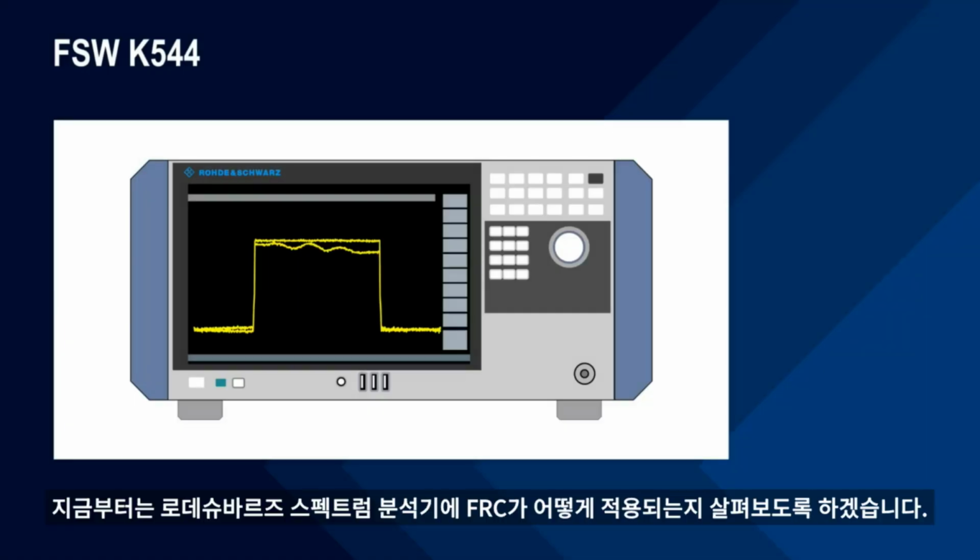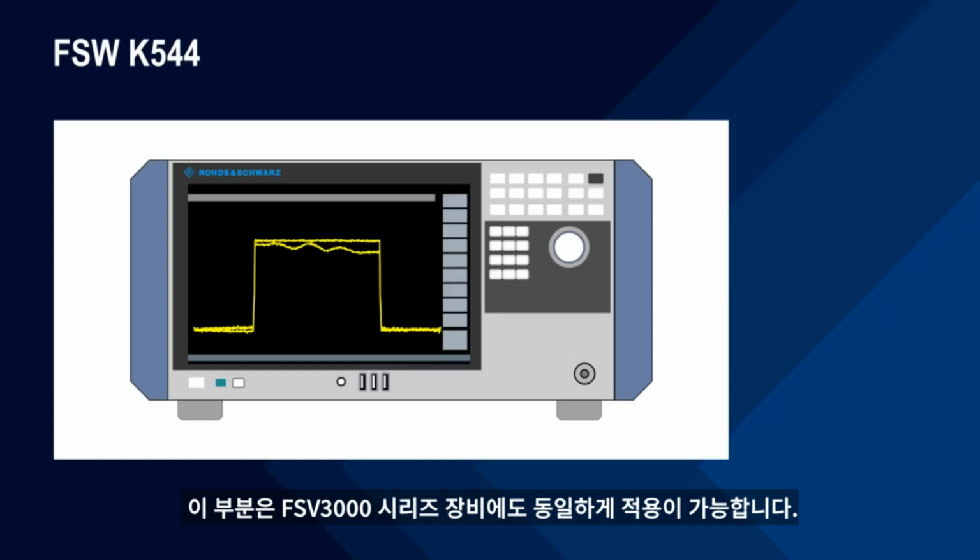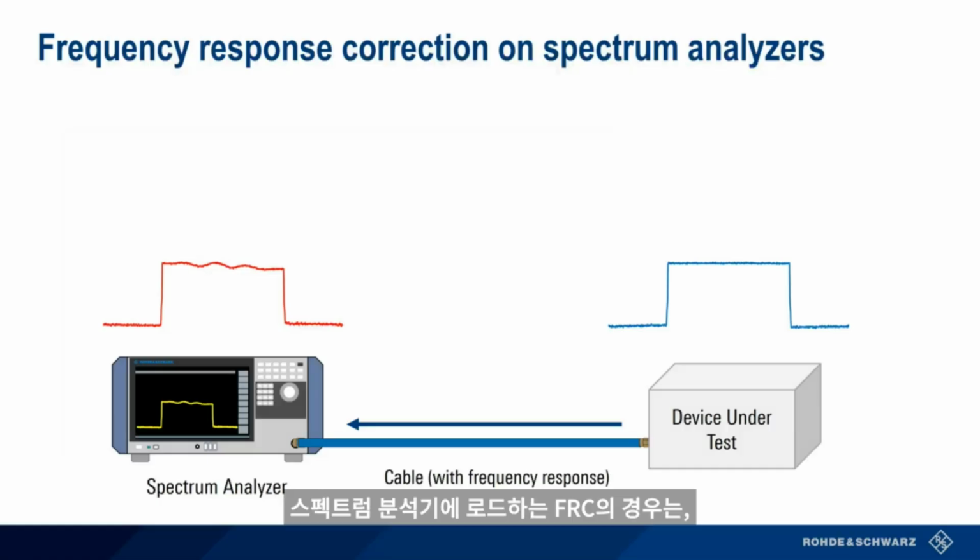Now let's take a look at frequency response correction on Rohde&Schwarz spectrum analyzers. We'll use the FSW for all of our examples, but what you learn here also applies to the FSV 3000 series analyzers as well. Recall that frequency response correction on a spectrum analyzer is designed to correct for the frequency response of devices or components between the device under test and the spectrum analyzer.